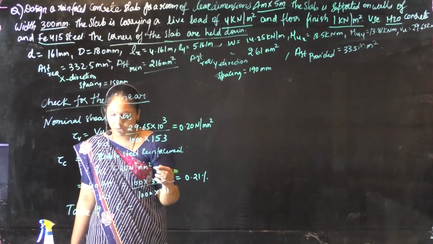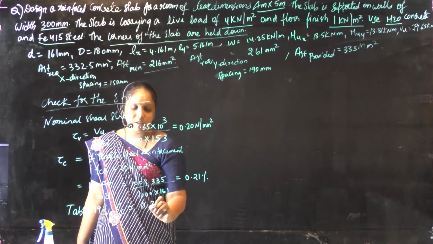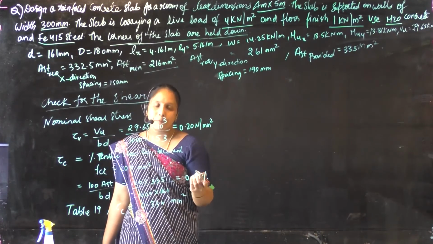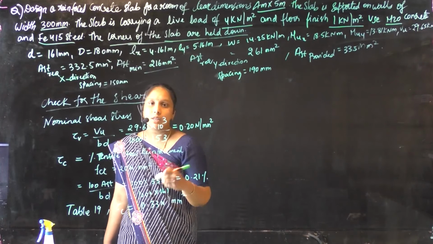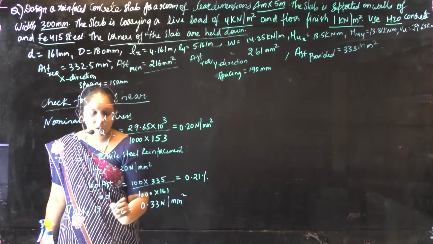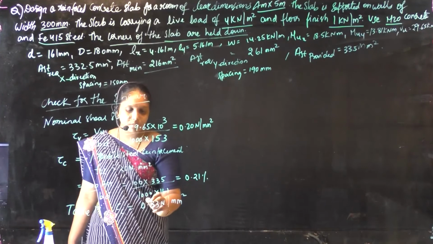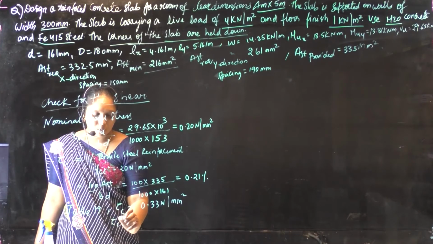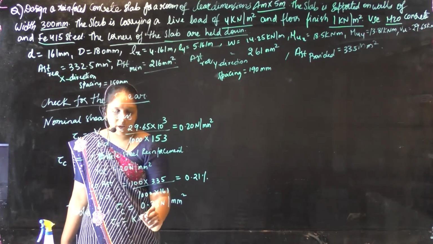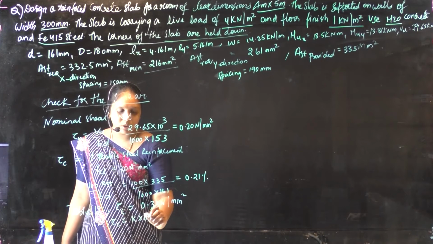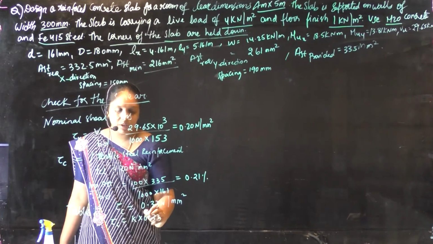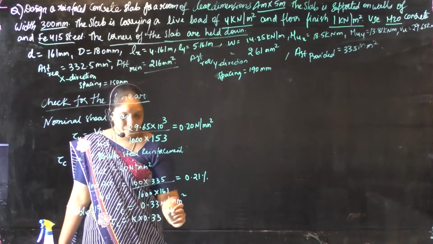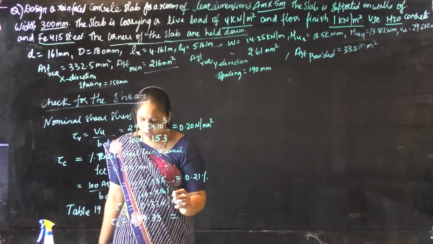So from that, you'll get a value of tau c as 0.33 Newton per mm square. This is for the beams. But here we are calculating for the slabs. So for the slabs, there will be a factor K. So for slabs, tau c will be some constant K into the tau c value for the beams, that is 0.33.